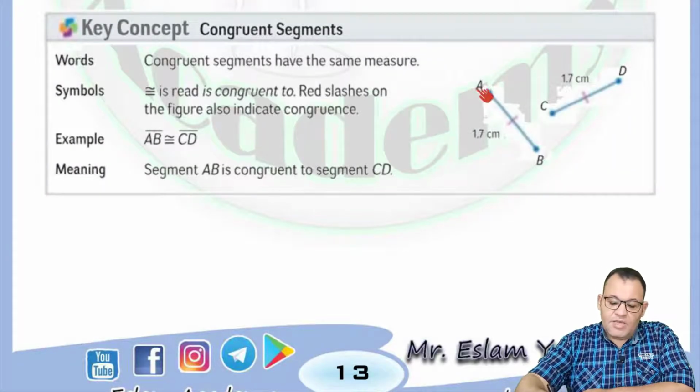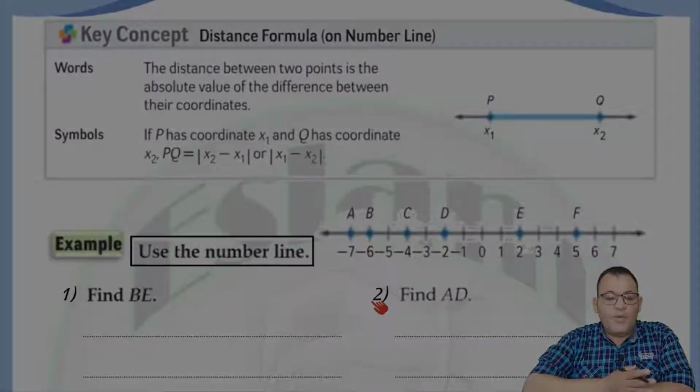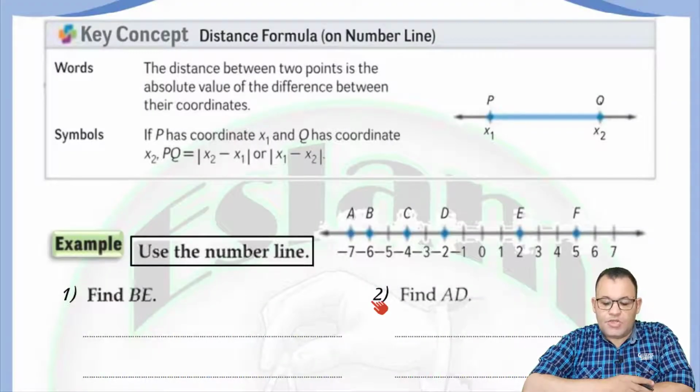We can say that the line segment AB is congruent to the line segment CD if the length of AB equals the length of CD. If the two lengths are equal, then they are congruent. If they are congruent, then they are equal in length. How can we find the distance between any two points on the number line?